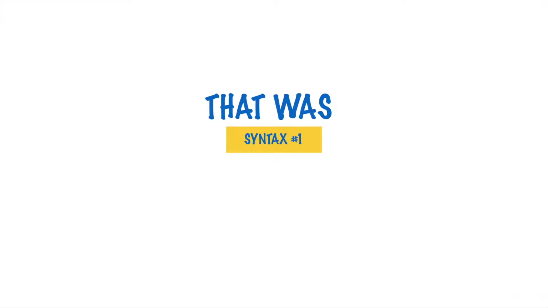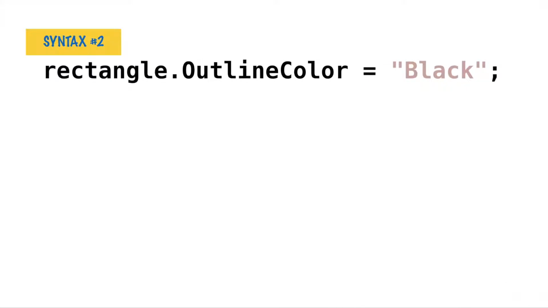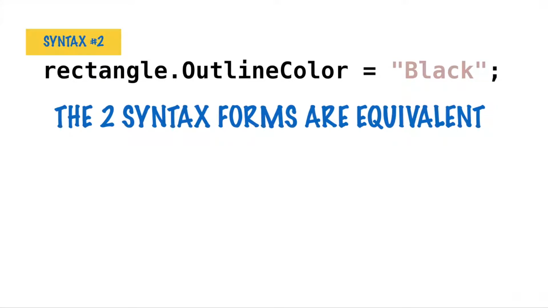We labeled this manner of adding a property on the fly as syntax 1. So what you just saw was syntax 1. There also exists another way you can add a property on the fly. That is syntax 2. Let's go ahead and take a look at syntax 2 right now. You'll simply say rectangle dot outline color is equal to black. The dot notation is how you access properties of an object. You'll simply access the outline color property and assign it a value. In this case, it's black.